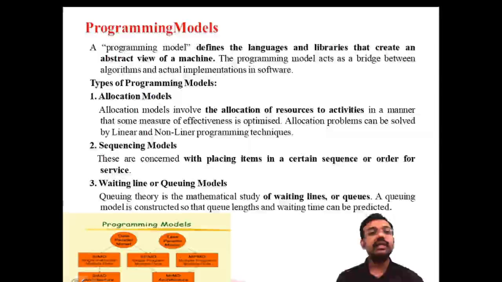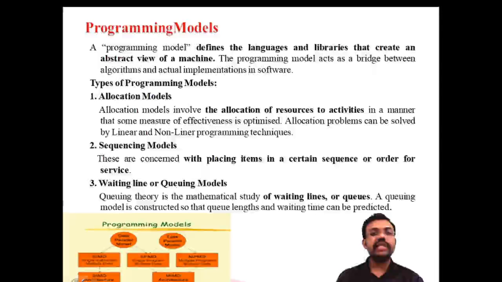When we register for Aadhaar, to create the Aadhaar we are using certain programs. So we are using certain algorithms. Algorithm and actual implementation is software. And we're discussing the different types of programming models and different types of programs. The first one is the allocation model. Allocation means allocation of resources.